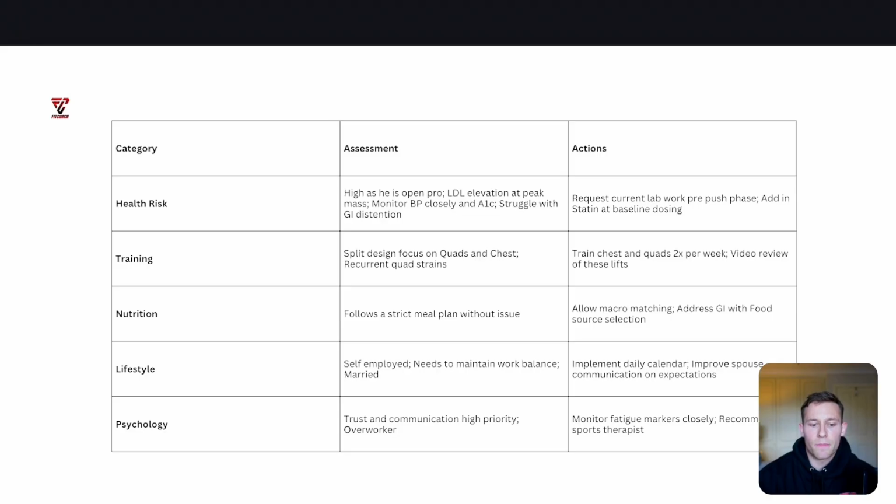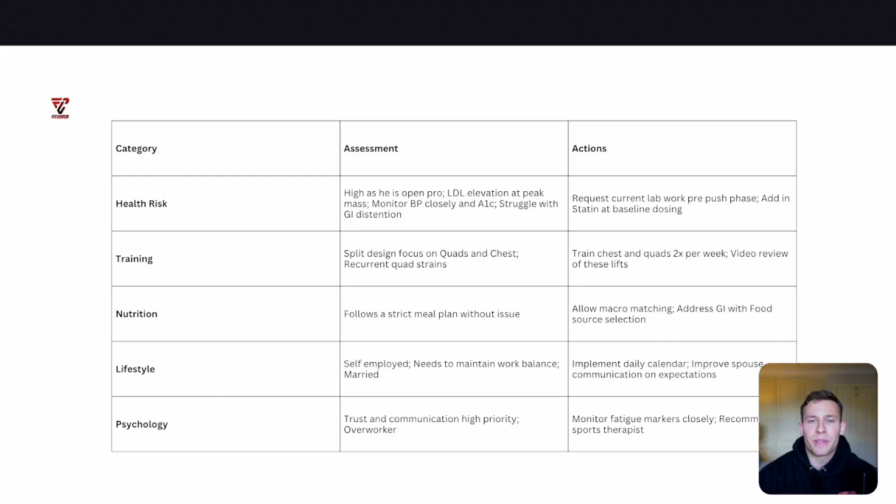Let's say the individual, hypothetically speaking, has a high health risk because he competes at a high level. Let's say he's a bodybuilder. He's got an elevation in low density lipoprotein cholesterol. Blood pressure and A1C have started to rise. And he also has gastrointestinal distension. Let's just say stress within the gastrointestinal system.